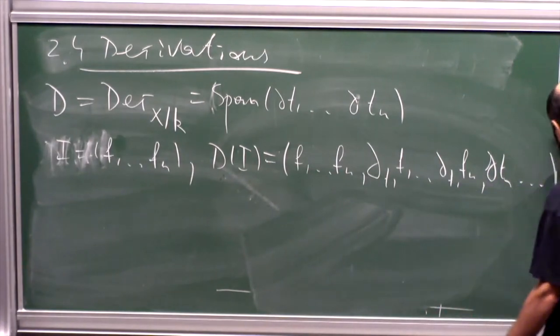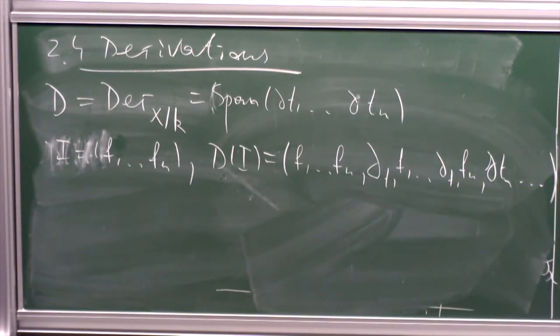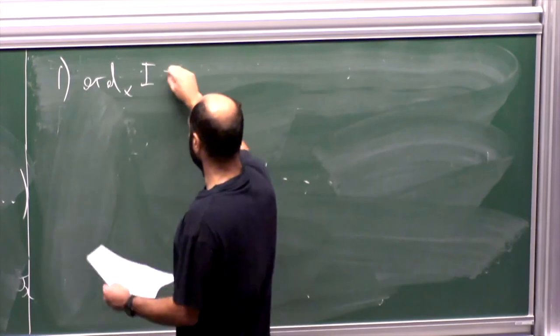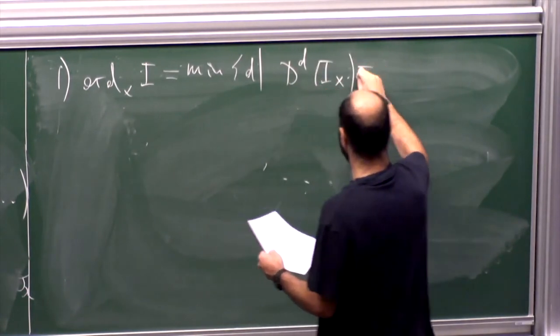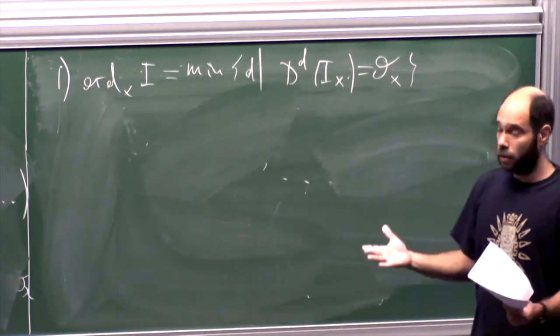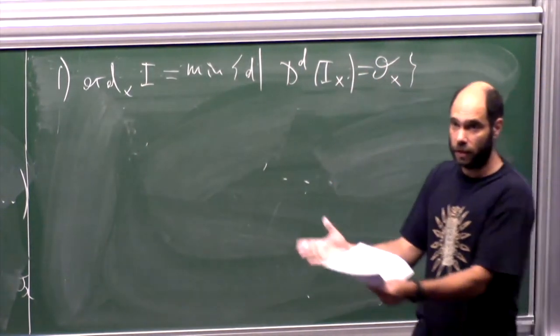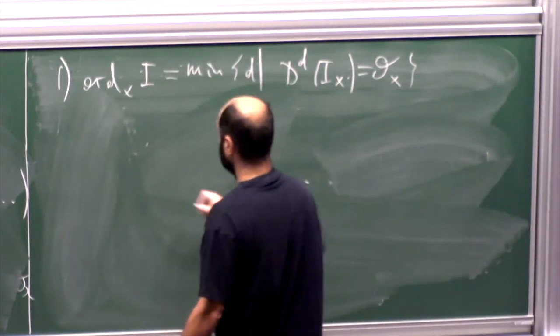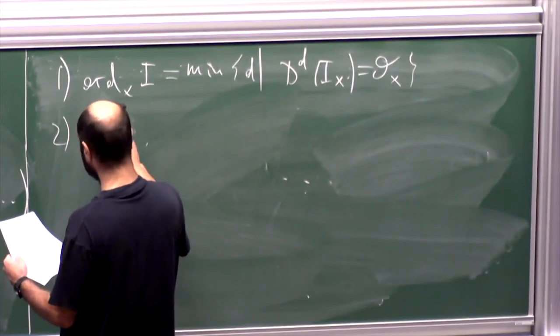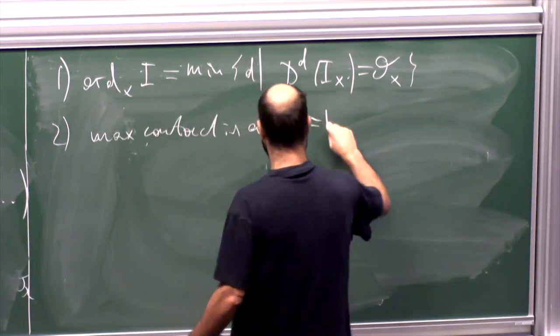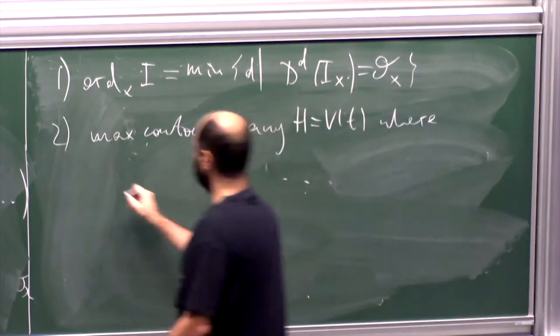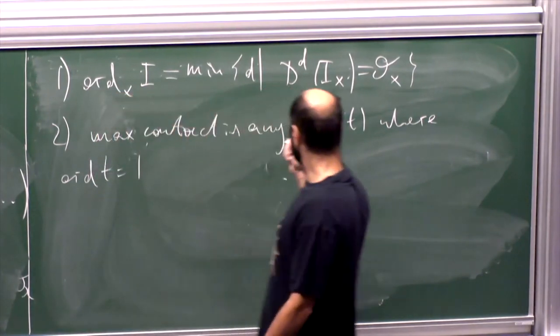Good. And we can encode almost all basic tools of the algorithm which I described so far by use of derivations. So it goes as follows. First of all, the order of I at the point x is just the minimal number d such that the d-th derivation of I at x is trivial. So derivation just reduces order by one. It's a very simple exercise in local coordinates. Two. Maximal contact is any H which is V of t, where the order of t is one. That is, this is a really smooth guy.